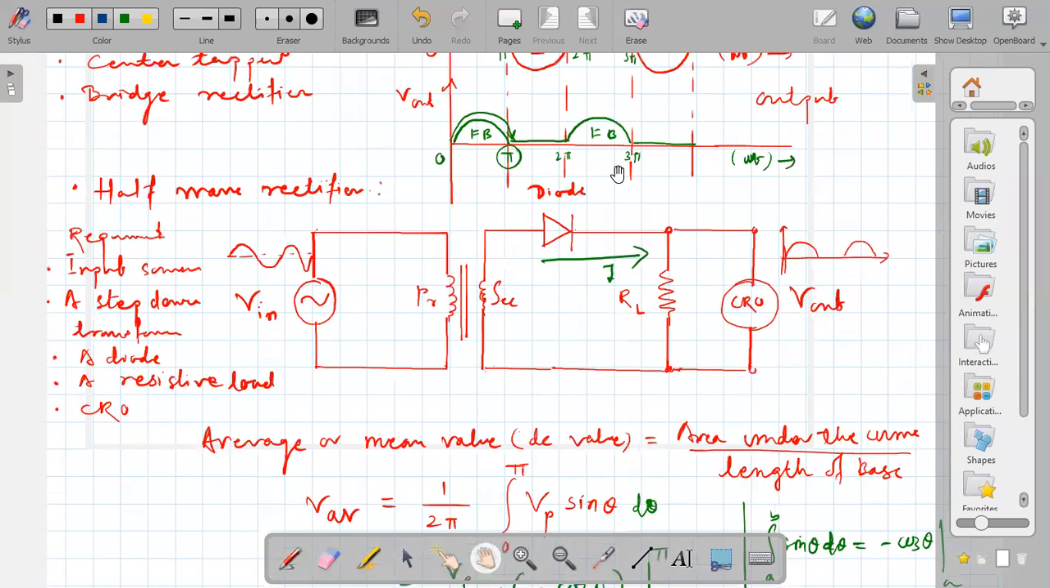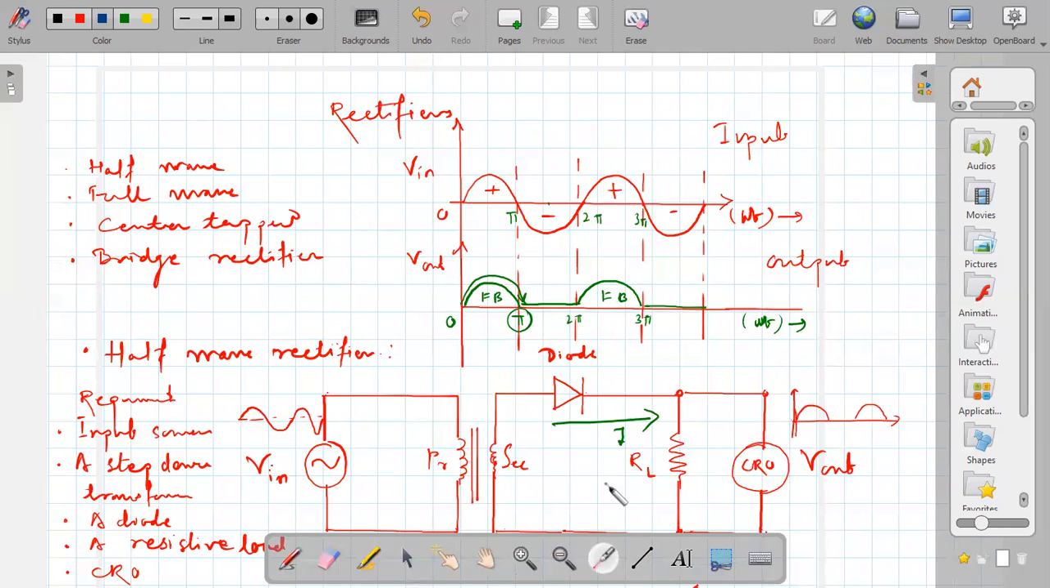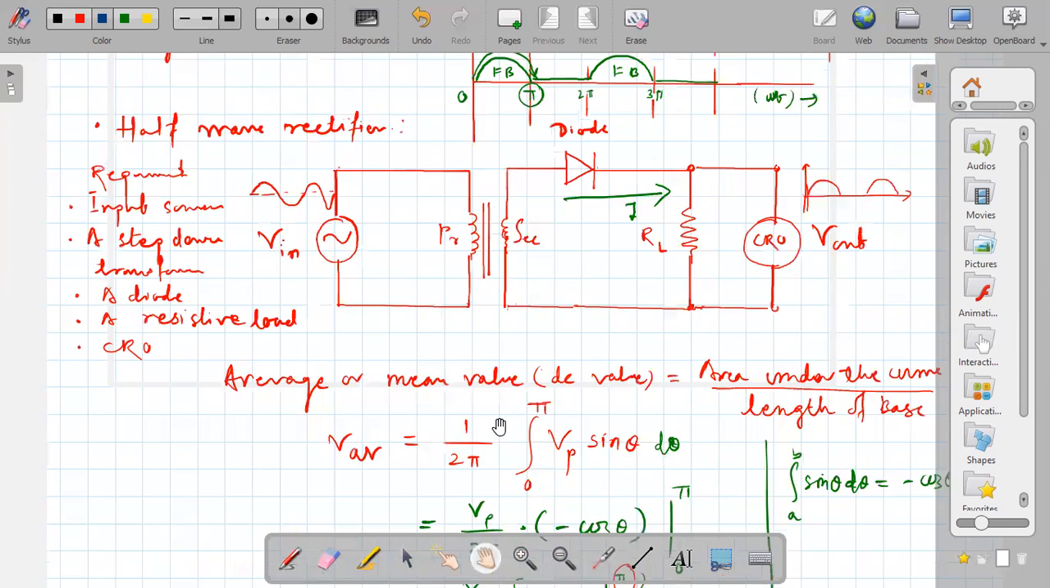See, therefore, the half wave rectifier consists of only one diode, a step down transformer, and the output is taken across the load resistance. During the positive half cycle, the diode will be in forward bias and there will be current at the output. But during the negative half cycle, this diode will be in reverse bias and there will be no current flowing through the circuit. Then again, during the positive cycle, the diode will be in forward bias and we get current at the output. Thus, during the positive half cycle we get the output of this half wave rectifier, and there is no current during the negative half cycle.